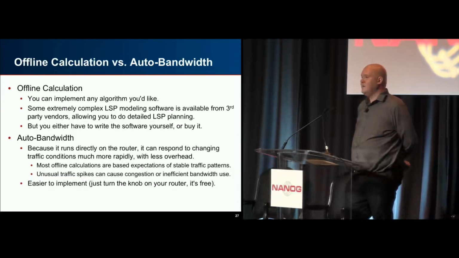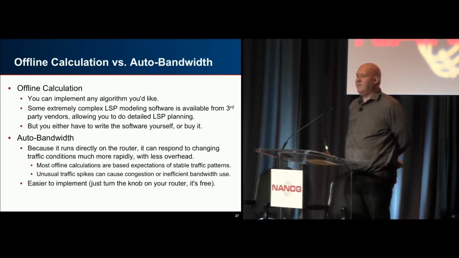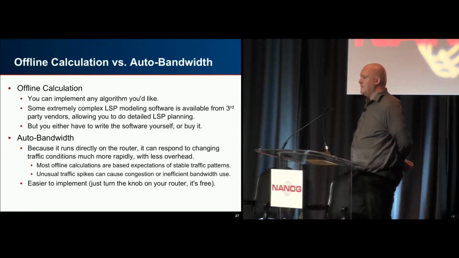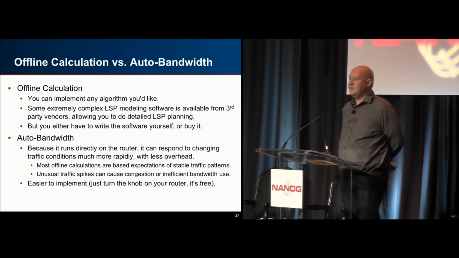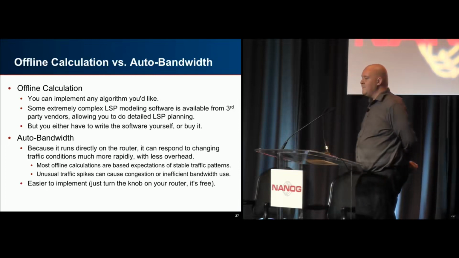Auto bandwidth is nice because it runs directly on the router, and it can respond to those changing traffic conditions a little quicker. So I've very frequently run 5-minute adjust auto bandwidth, and it's pretty simple. You can look at it and say, oh, I had a reservation for 200 megs, and I now see that I'm getting really close to that. I'm getting up to 180, and that's too close for me. So I now want to make an adjustment. I now want to bump that reservation to 250, so I can make sure the network never stays congested.